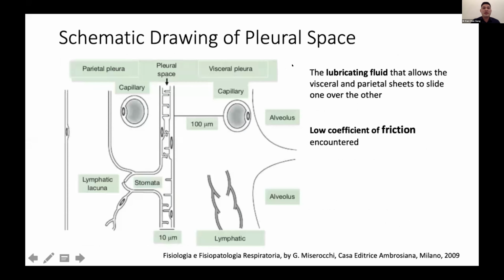Now, in between the visceral and parietal pleura, you have the pleural space. And this pleural space is filled by a very thin film of serous liquid, which we call pleural fluid. Now, this pleural fluid serves as a lubricating fluid that allows the visceral and the parietal pleura to slide along each other rather than touching, and it produces a very low coefficient of friction.